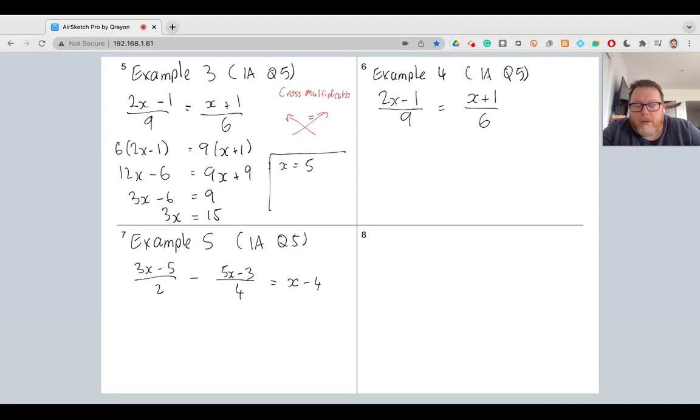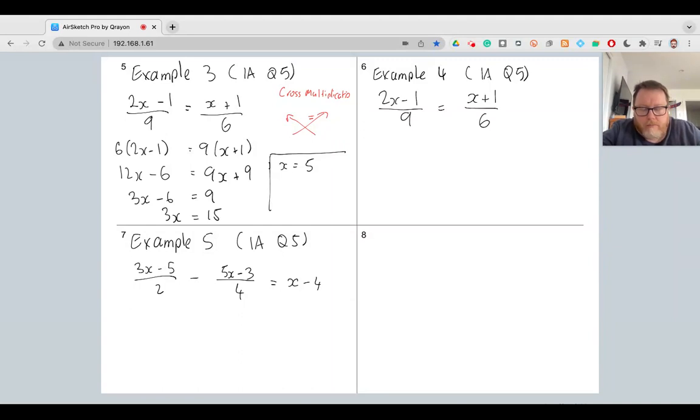Okay, a real good winner for you, particularly if you're in a test, is that if you do have an equation and you do have an answer here, you can, if you've got time, do a quick substitution in to see if it works. So 5 times 2 is 10, minus 1 is 9, 9 over 9 is 1. That's good. 5 plus 1 is 6, 6 over 6 is 1. 1 equals 1. That's true. I've just confirmed my answer appears to be correct.